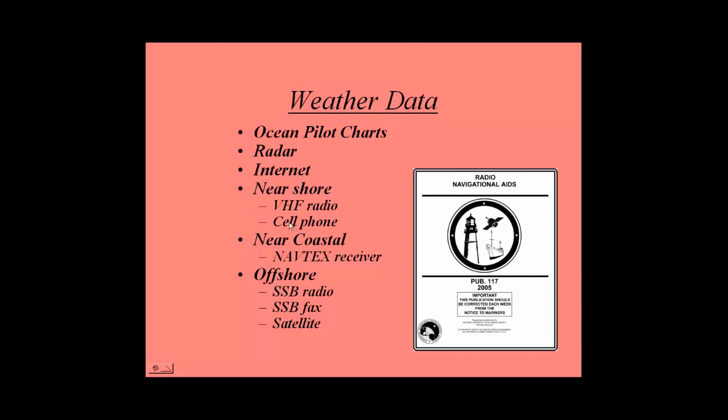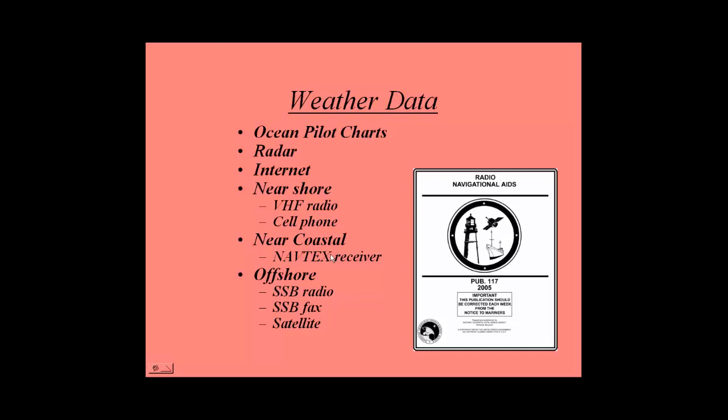Near shore, you have VHF radio and cell phone weather reports. And now our cell phones, our smartphones have all kinds of apps to give you great weather information. Near coastal is a device called NAVTEX, and this is transmitted from shore stations, and it includes weather forecasts, frequencies, times of forecasts, and so forth, as well as the forecasts themselves for different areas. The NAVTEX is a very valuable device to have. You can get a Furuno NAVTEX for in the neighborhood of $400 or $500, and I feel for any coastal sailor it's an excellent thing to have.